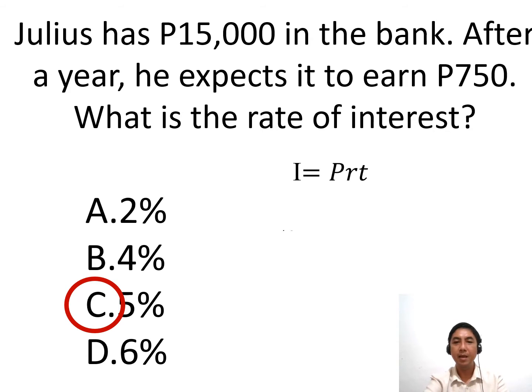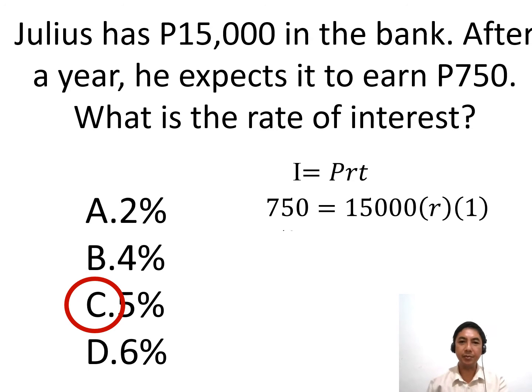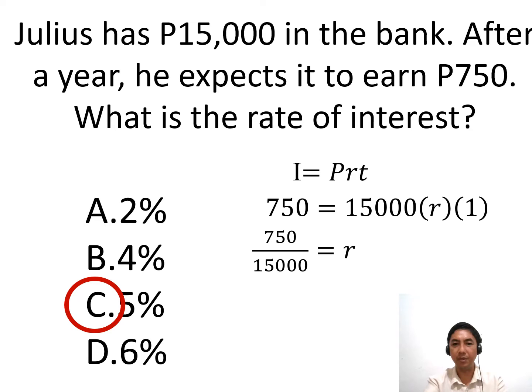Here is the solution. The formula is I equals P times R times T. I is the value of the interest, P is the principal, R is the rate of interest, and T is the time in years. So substitute the value of I, which is 750, and the value of P, which is 15,000, times R, times the value of T, which is 1 year. Then divide both sides by 15,000. So we have 750 divided by 15,000 equals R.